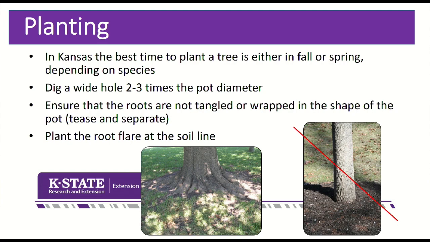Make sure that the roots aren't tangled or wrapped around. That can lead to a lot of problems. So when you take it out of the pot, make sure you pull the roots apart and separate them really well so they don't girdle the trunk. And then also make sure you're planting at the soil line. We always want to make sure we're planting right at the soil line so that you can see the root flare. It's always better to plant a little bit shallow than too deep.